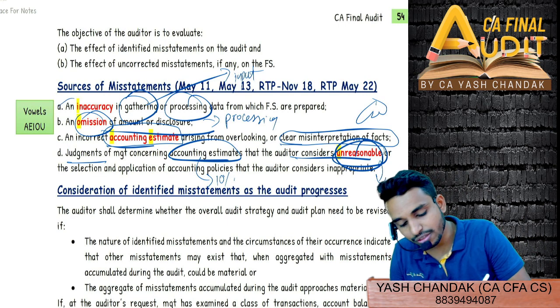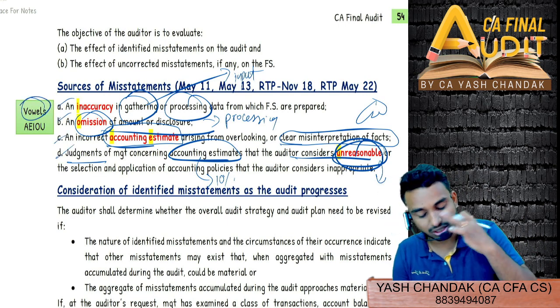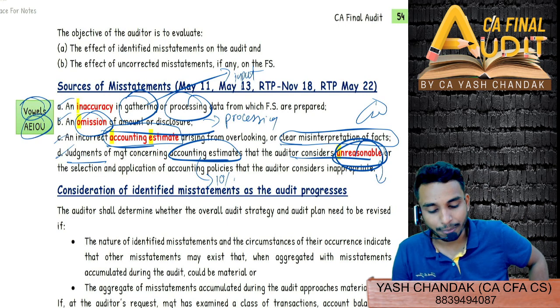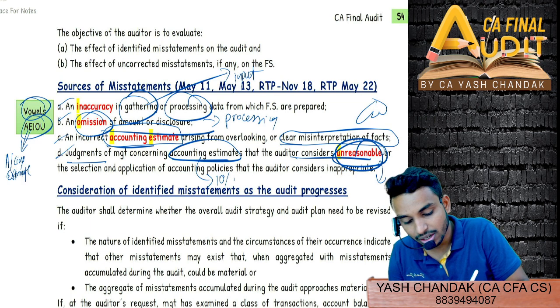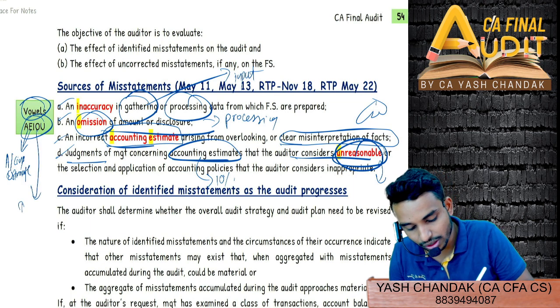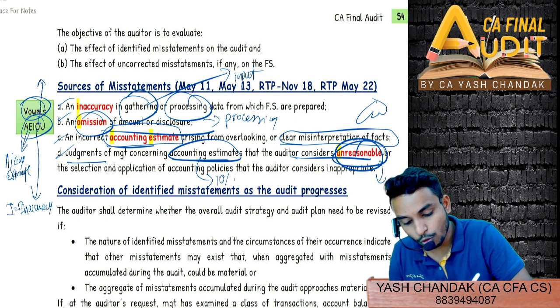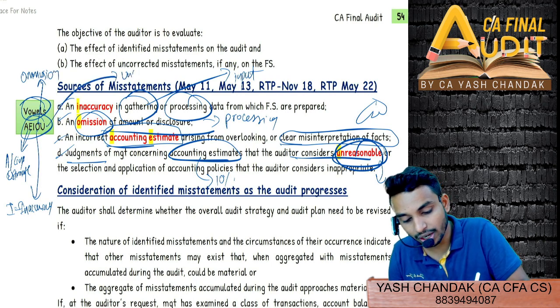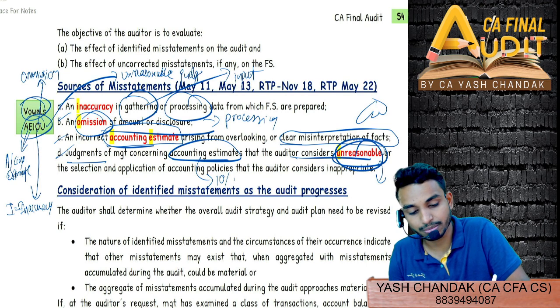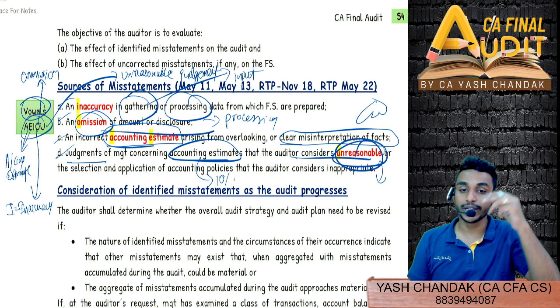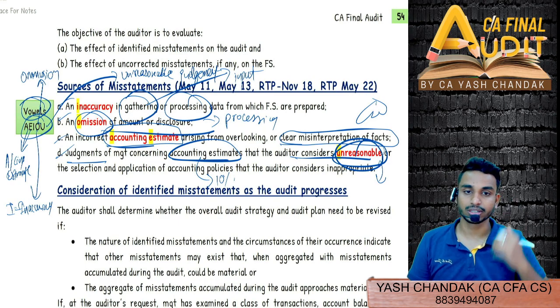If you want to learn these 4 points, you can remember the vowels of English: A, E, I, O, U. From A, E we have accounting estimate, the point related to that. From I we have inaccuracy. O for omission, and U for unreasonable judgment by management, unreasonable according to the auditor.